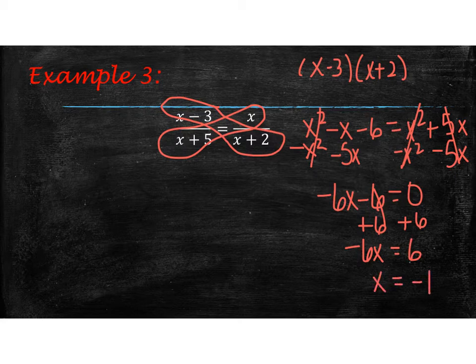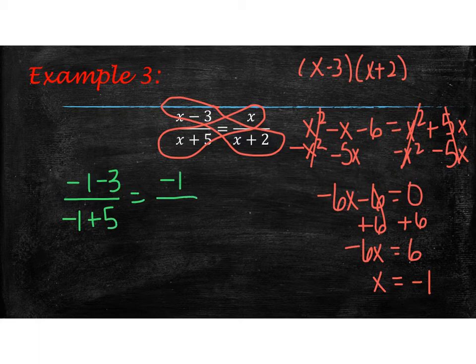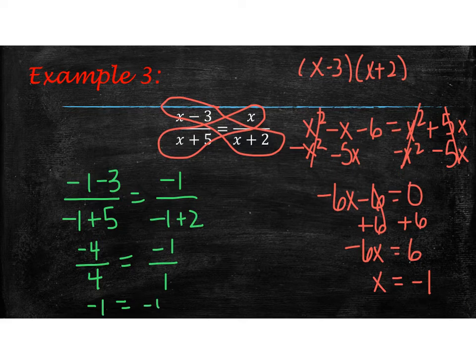Now go ahead and plug it in and check your answer to make sure it works. So I'd have negative 1 minus 3 over negative 1 plus 5 equals negative 1 over negative 1 plus 2. So let's go ahead and simplify that. That would be negative 4 over 4. And on the right side, that would be negative 1 over 1. Okay, well, negative 4 over 4 does, in fact, reduce to negative 1. Negative 1 divided by 1 is negative 1, so therefore, this is a good solution.